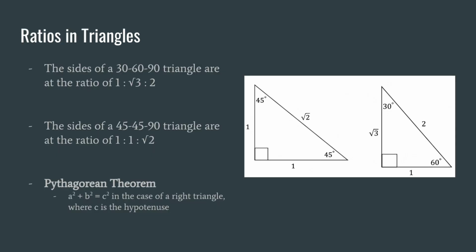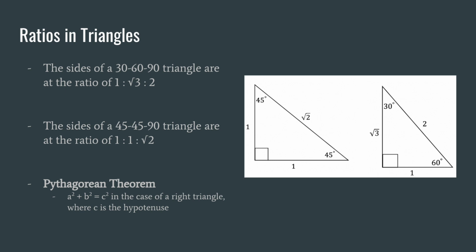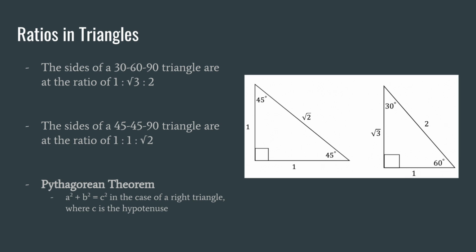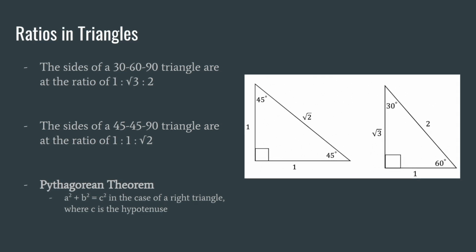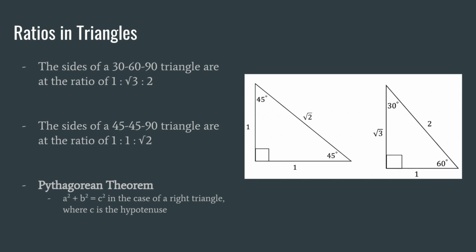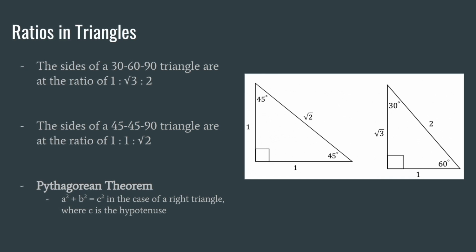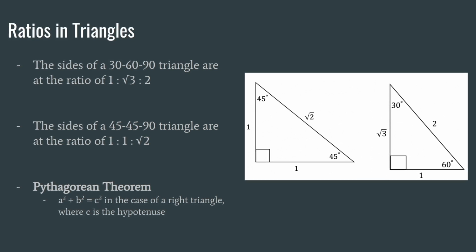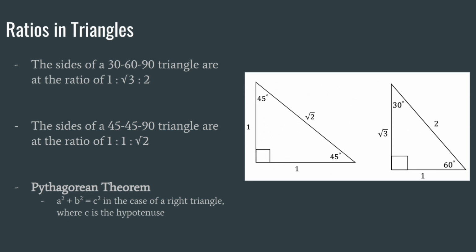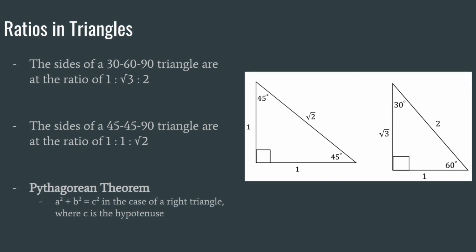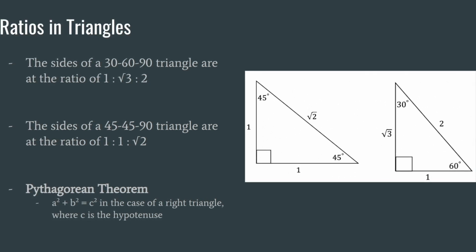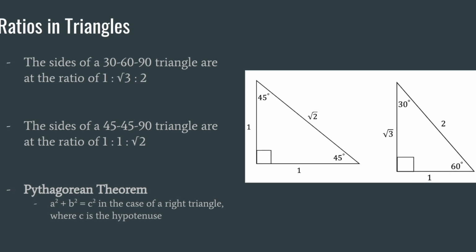We can also solve this in another way, but simpler. In order to do this, you should memorize two other ratios of the special triangles. The sides of a 30, 60, 90 triangle are at the ratio of 1 to root 3 to 2, and the sides of a 45, 45, 90 degree triangle are at the ratio of 1 to 1 to root 2. Also, you should know the Pythagorean theorem, which is a to the second power plus b to the second power equals c to the second power.